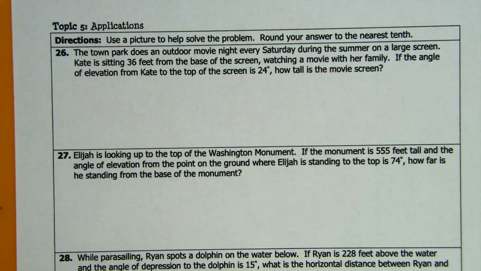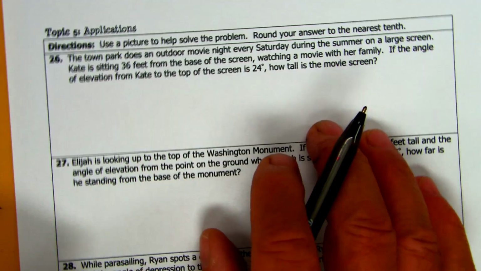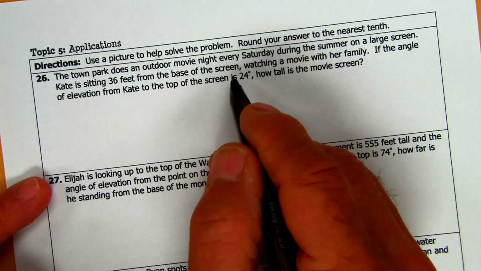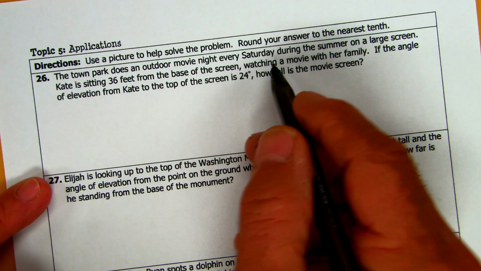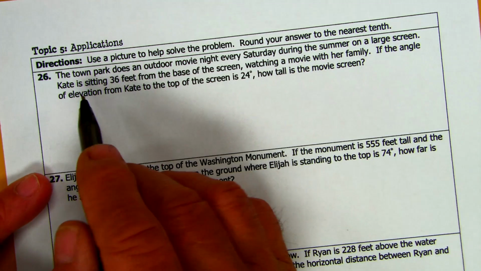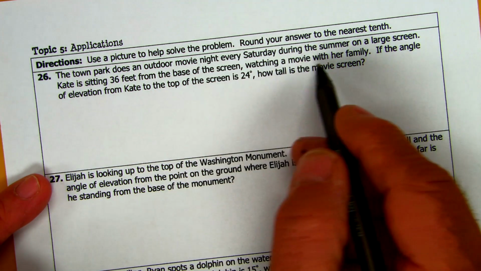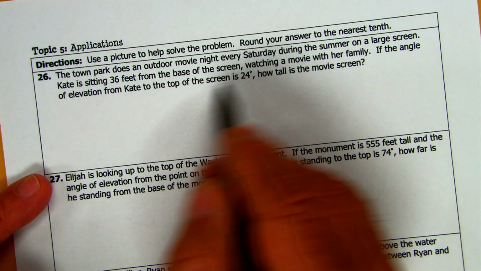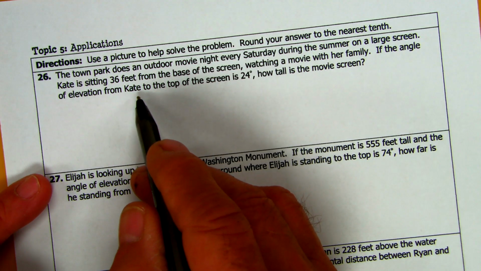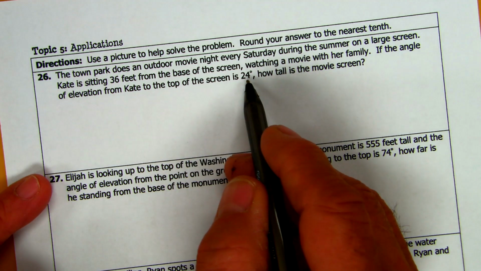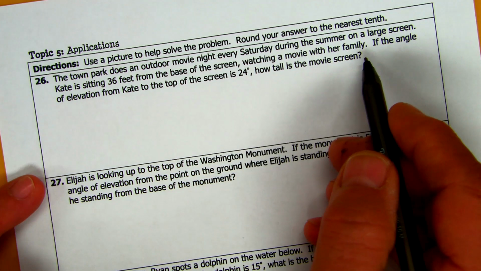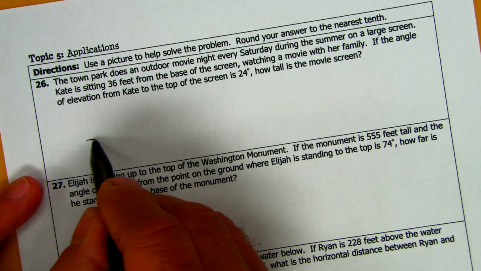So a town does an outdoor movie night every Saturday during the summer on a large screen. Katie is sitting 36 feet from the base of the screen watching the movie with her family. If the angle of elevation from Kate to the top of the screen is 24 degrees, how tall is the movie screen? Okay, so we have something like this.